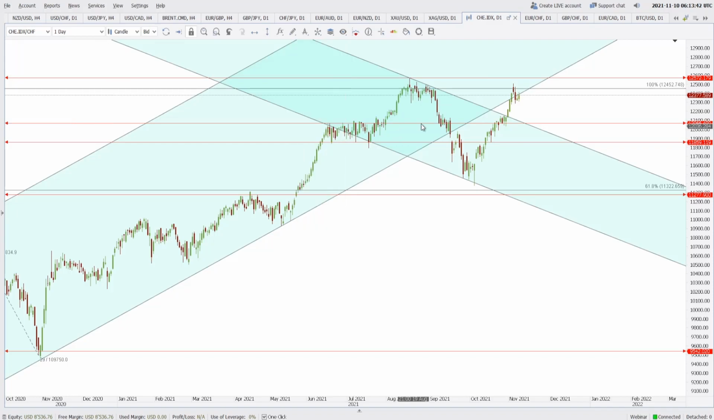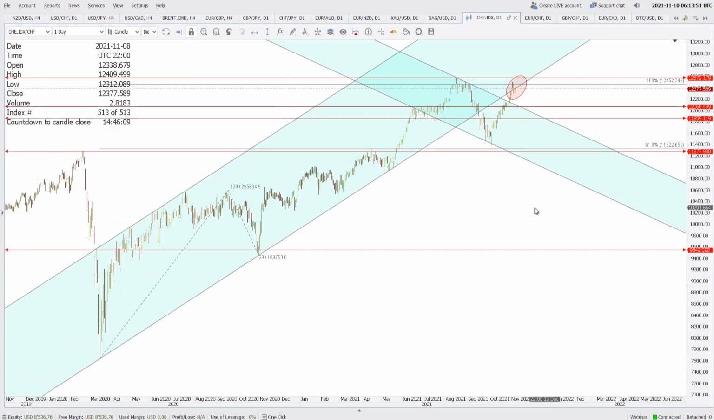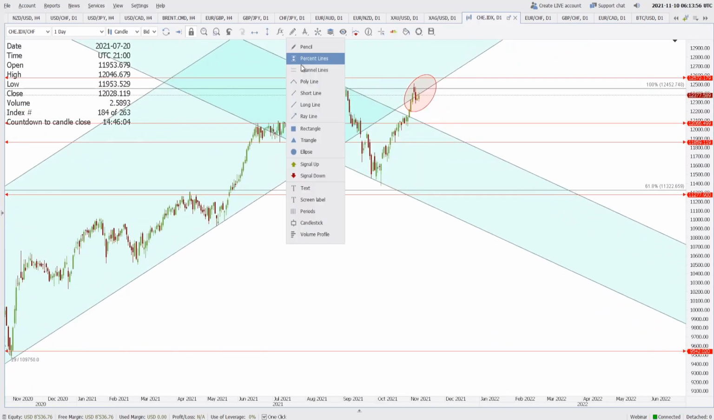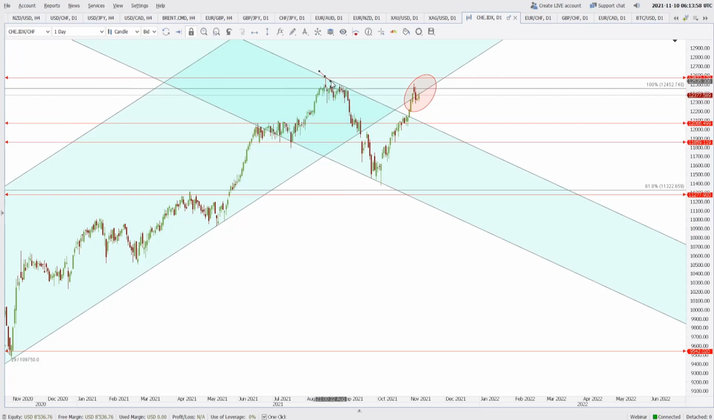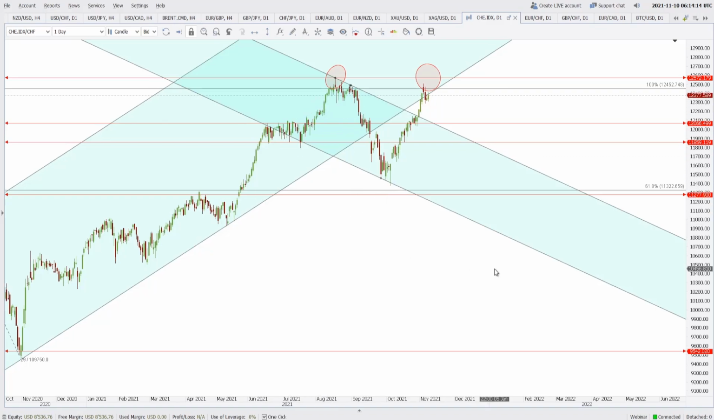If this area acts as a resistance and pushes the price below, then that can be an indication that the downtrend has started. In other words, there is a huge possibility, just a possibility, of this qualifying as a double top here anytime soon, and then a close below this low here will indicate a double top breakdown.